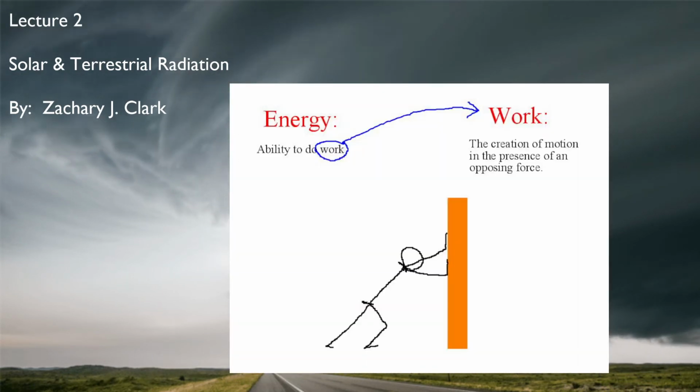All right. So let's take a look at energy, heat, and temperature. Let's first start off with energy. Energy is defined as the ability to do work. And work is the creation of motion in the presence of an opposing force.